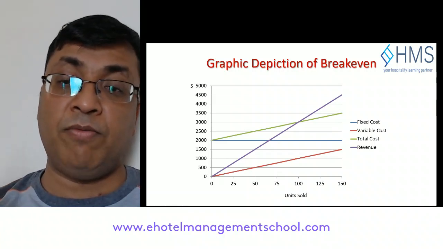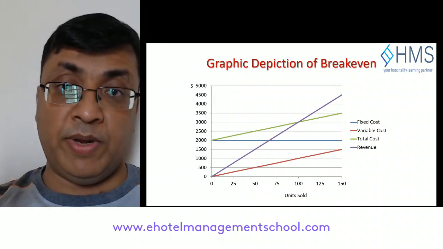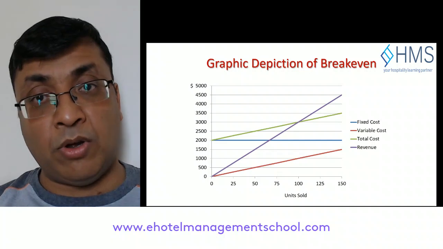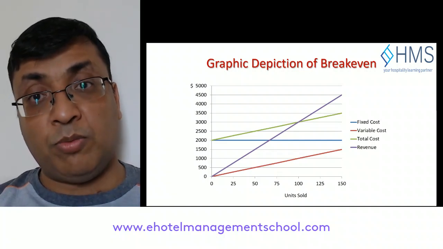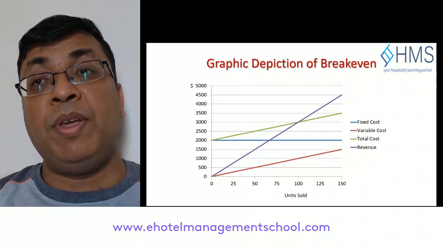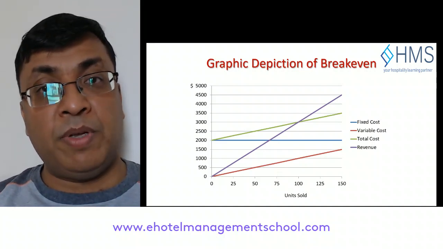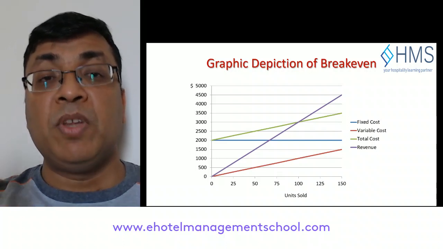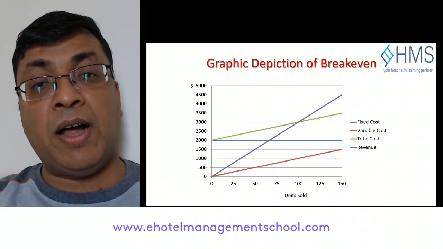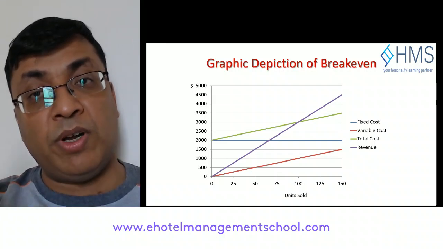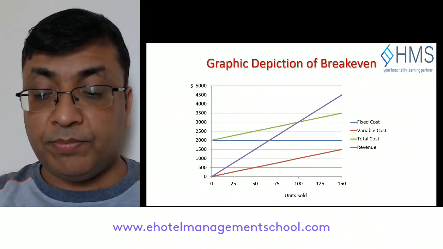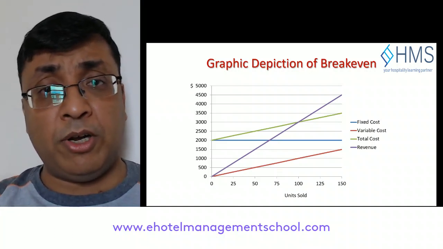But here again we are assuming that no matter how many quantities we produce, no matter how many less or more, the variable cost per unit and the fixed cost will remain the same. But that may not be the reality of your business. So you have to understand what costs are fixed, what costs are variable, and what is the relationship between the quantities being sold compared to the variable cost and fixed cost. Once you have understood it, you can plot it on the graph.